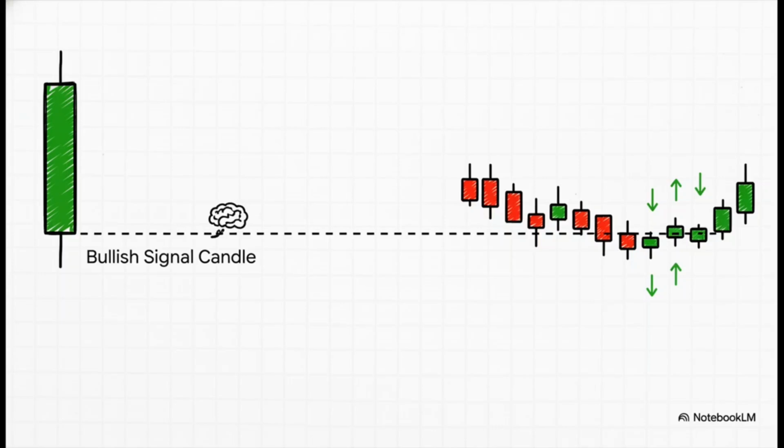And here's where the real secret comes in. A candle like this isn't just a one-time signal. It's like it leaves a footprint in the market. That price level becomes a super powerful support zone. And why is that? It's because the market has a memory. It remembers that buyers loved that price. So if the price ever comes back down to that level, there's a really high chance those same buyers are going to jump right back in.